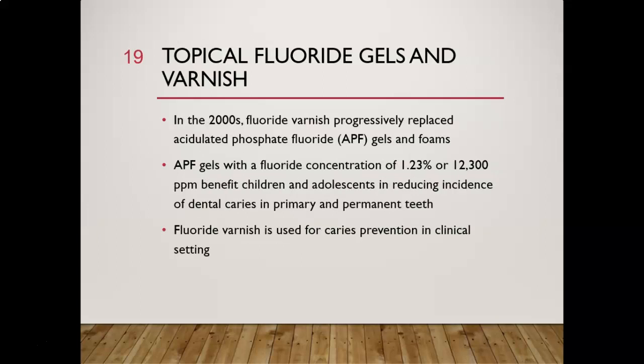Topical fluoride gels and varnishes. So in the 2000s, fluoride varnish progressively replaced the acidulated phosphate fluoride gels and foams that we used to use, which thank goodness, because the varnish is so much nicer to use. APFs, or acidulated phosphate fluoride gels, with a fluoride concentration of 1.23%, or 12,300 parts per million, benefit children and adolescents in reducing incidence of dental caries in primary and permanent teeth. Fluoride varnish is used for caries prevention in clinical settings.